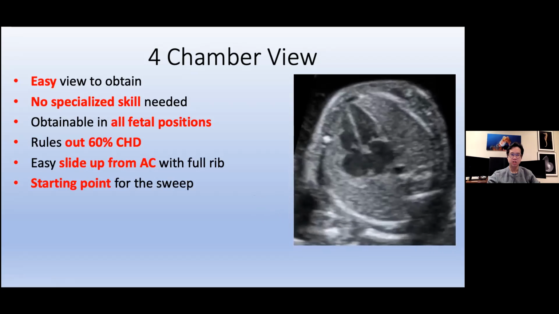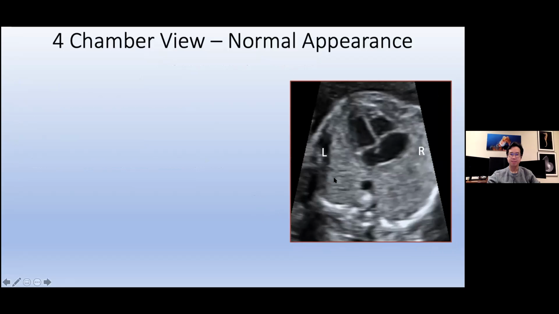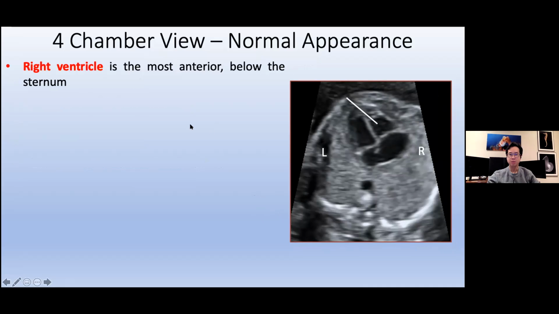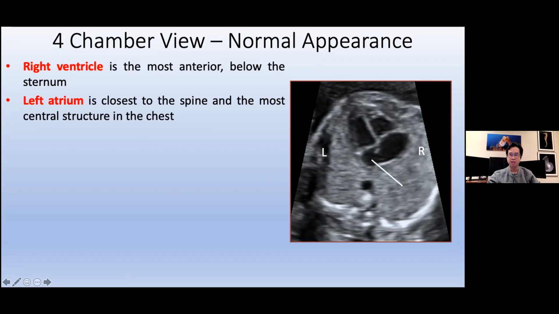So this is your starting point. This is the normal appearance of the 4-chamber view. The right ventricle here is the most anterior ventricle and sits right next to the chest wall and below the sternum. This is the fetal left, fetal right. This is your aorta. So the right ventricle is this big guy here. This is your left atrium, and it sits right next to the aorta and is most posterior. It's the most central structure.